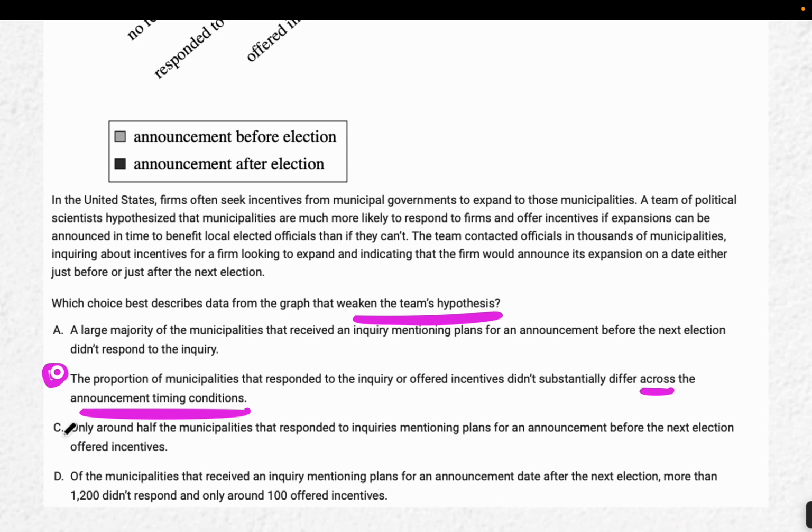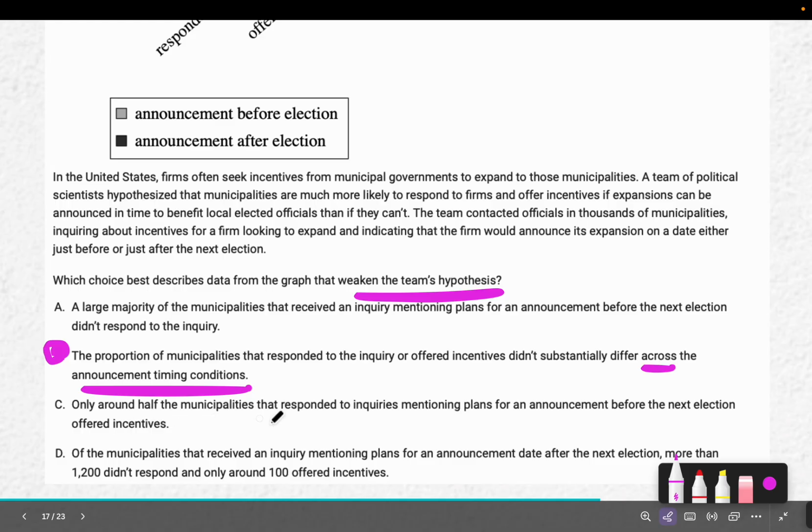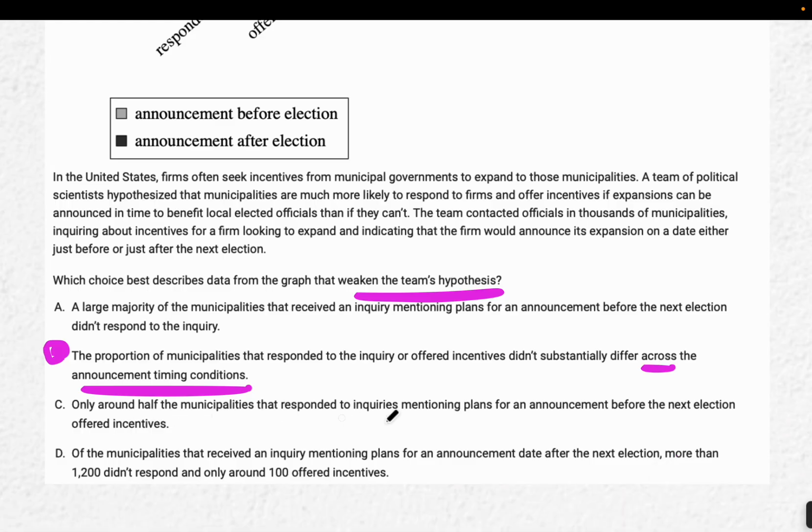Choice C is, sorry, only around half the municipalities that responded to inquiries about mentioning plans for announcement before the next election offered incentives. It describes some data from the graph but doesn't weaken the hypothesis. So the same thing with A, it does not weaken the team's hypothesis, so it's wrong.